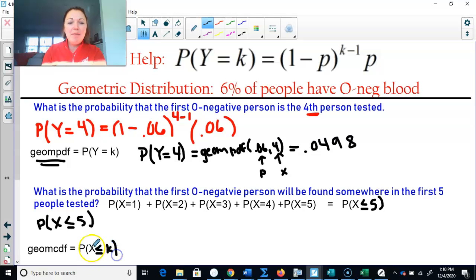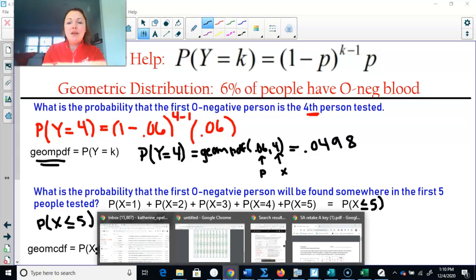I like using K because oftentimes we use X and I don't like using lowercase x. I feel like it confuses people. Okay, so our geom CDF will work for any of these situations. So I'm going to write it down right here, and then I'll show you how to get it in your calculator.